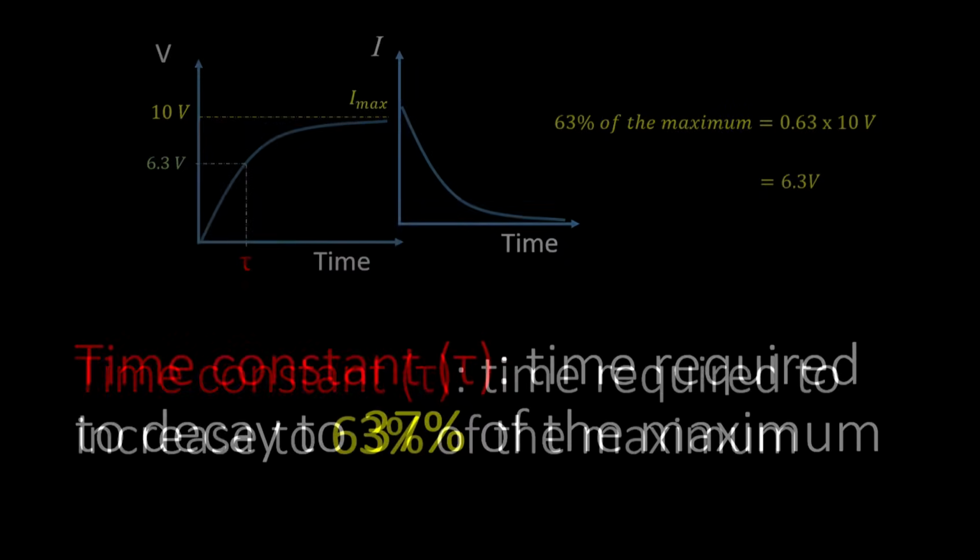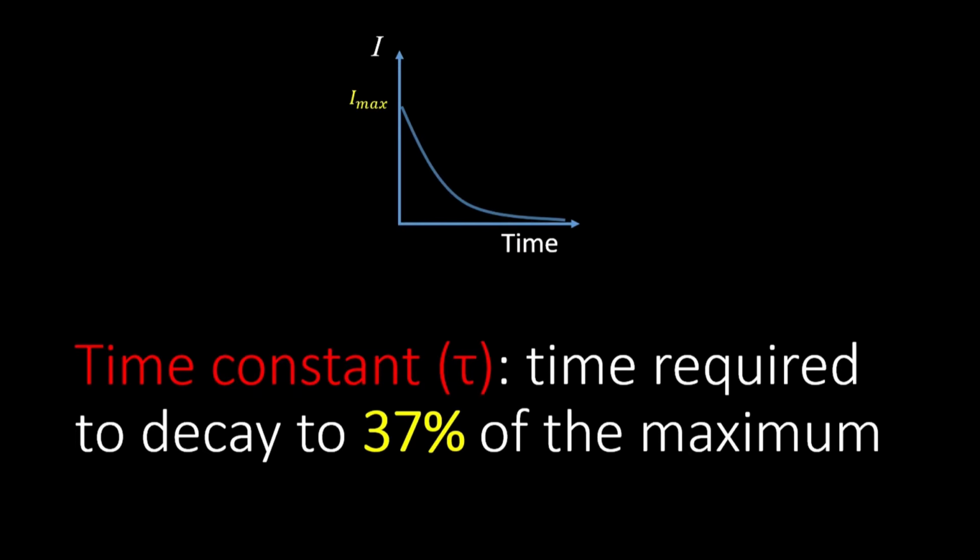The definition is a little bit different for an exponential decay curve. In this case, it is defined as the time required for the quantity to decrease from the maximum to 37% of the maximum value.